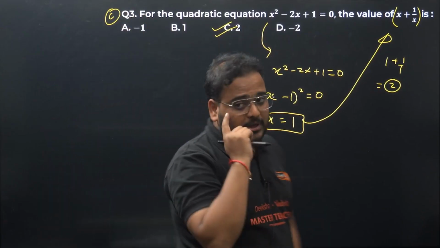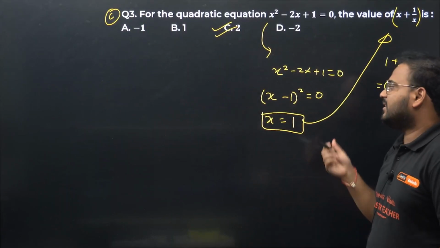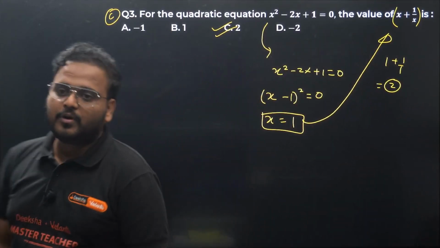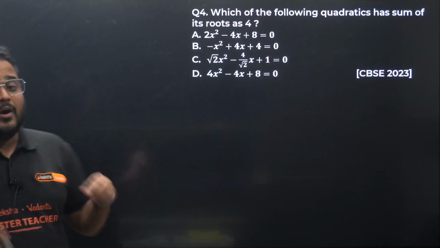Sometimes you don't have to do too many things. Just look at the problem and you get the result that easy. Answer is x equals 1. Question number 3 is also over. Question number 4 now.